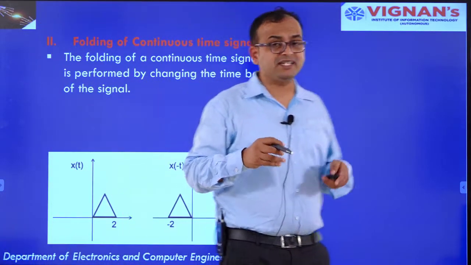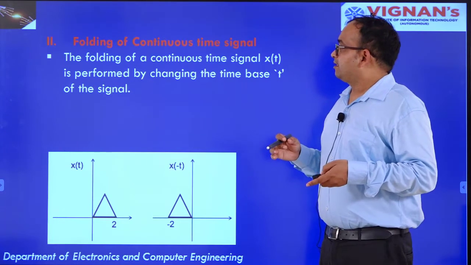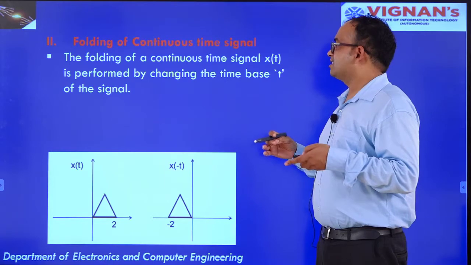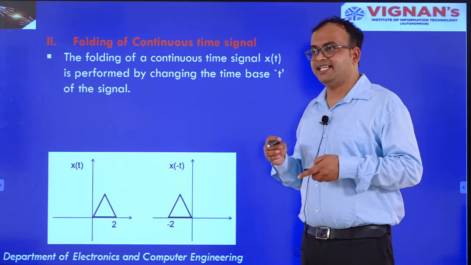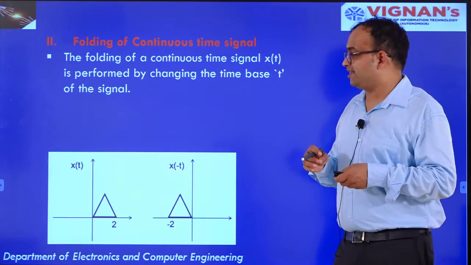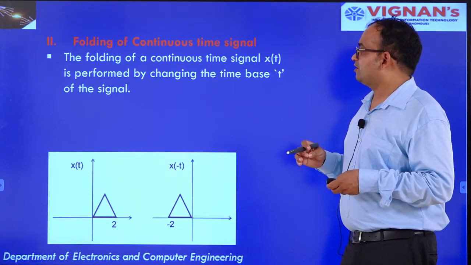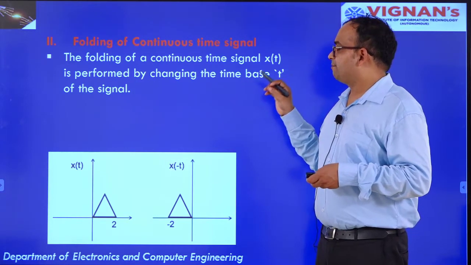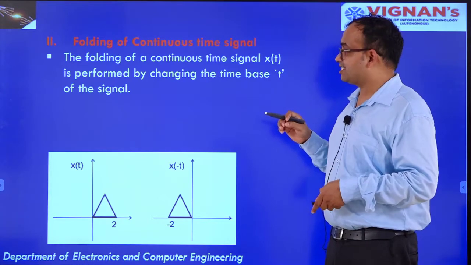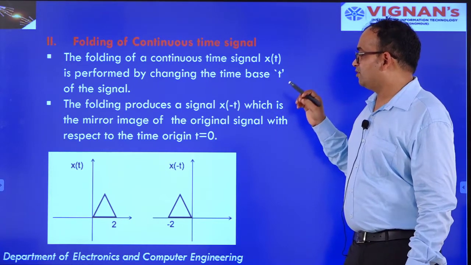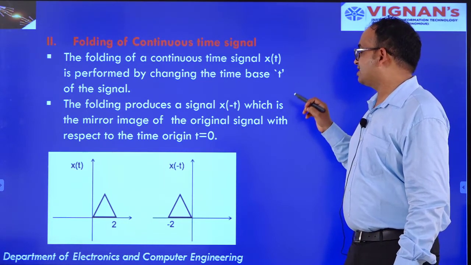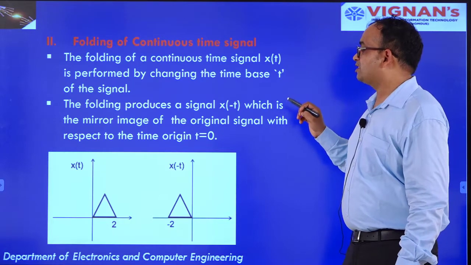Coming to the next operation, it is known as the folding operation of a continuous time signal. It is known as the folding or time reversal of a signal. So now see what this is. This is also a very easy thing. The folding of a continuous time signal x of t is performed by changing the time base t of the signal. The folding produces a signal x of minus t, which is the mirror image of the original signal with respect to the time origin t equal to 0.